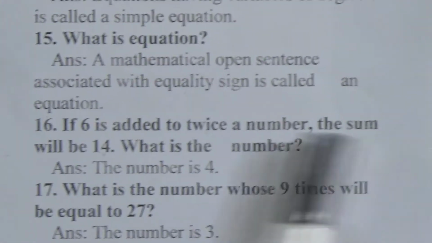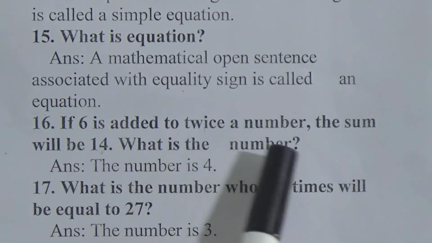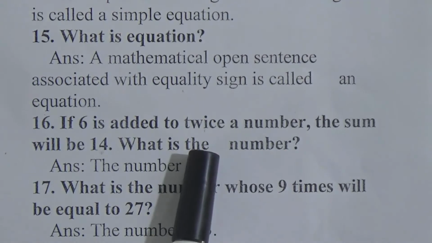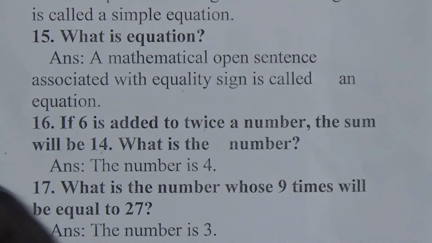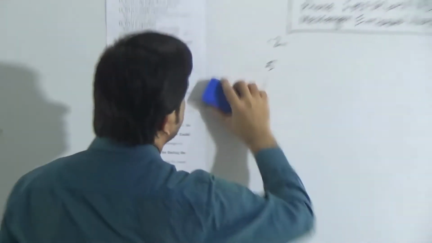If 6 is added to twice a number, the sum will be 14. What is the number? Dear students, now see, 6 is added to twice a number. Suppose the number is x.